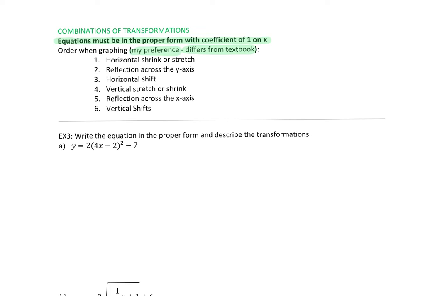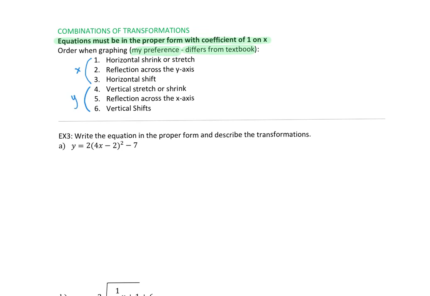No matter what, you should always do anything that affects your x's first. So that would be these first 3. You want to do a horizontal shrink or stretch first, and then reflection across the y-axis. So that would be if you make positive x negative, negative x positive. So these are all things that are affecting the x value before the function has done its job. And then I do my shift left, right, last.